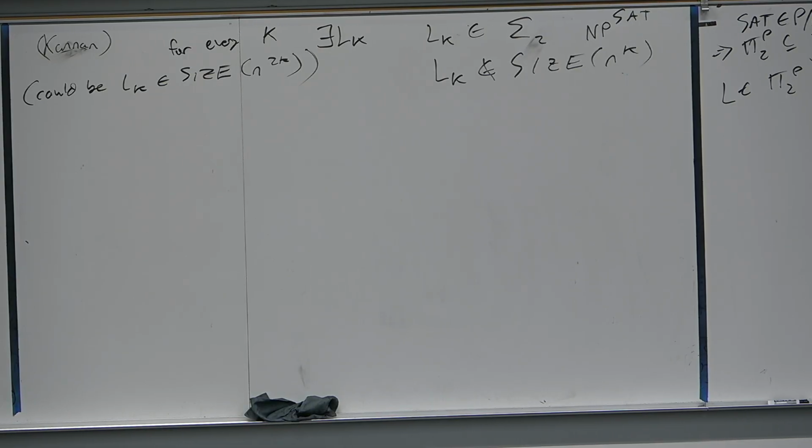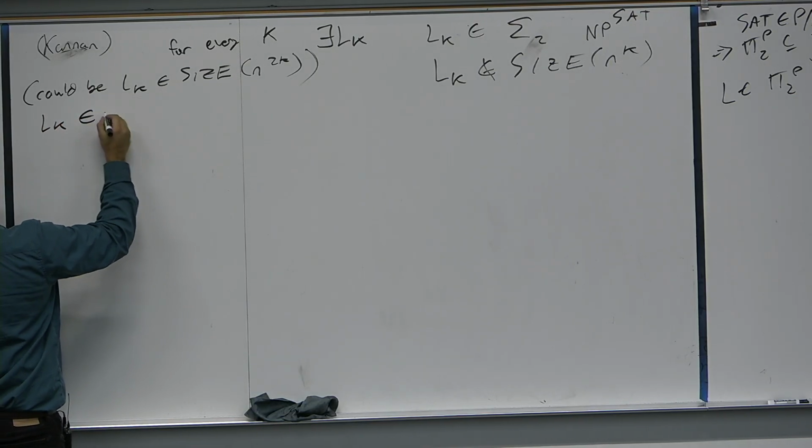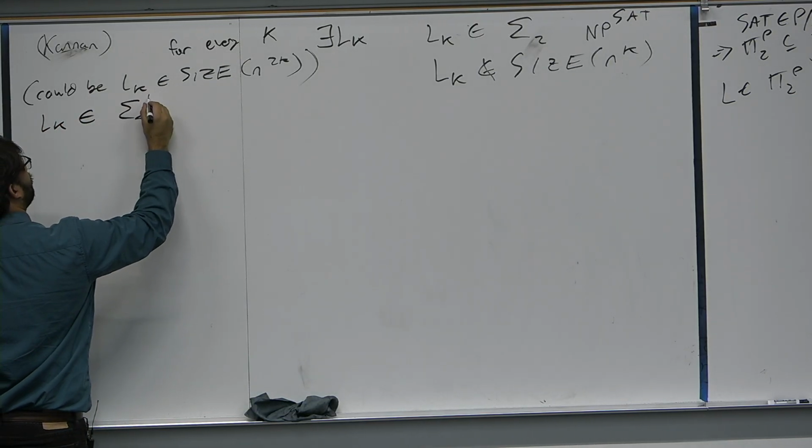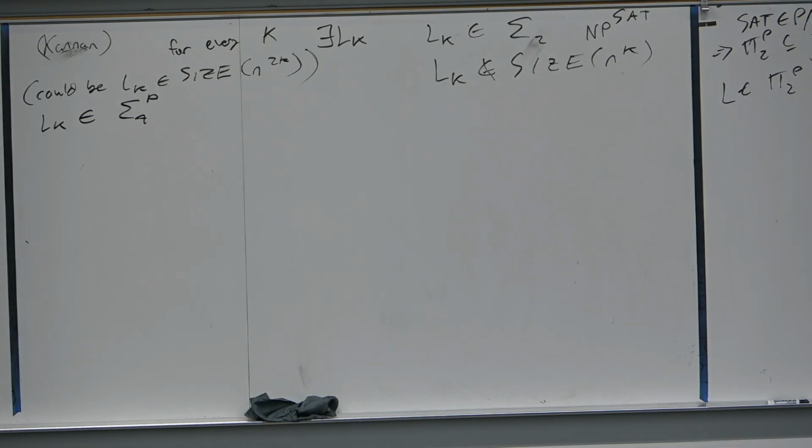So first, we'll warm up. We'll prove LK to be in sigma 4. The way we'll do so is define an alternating Turing machine that uses at most 4 steps. So here is the definition of such a machine. Before we do so, any questions on what we're about to prove?